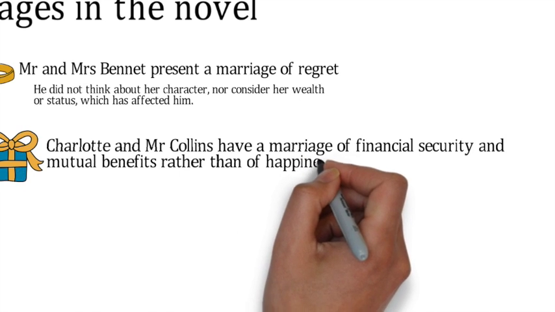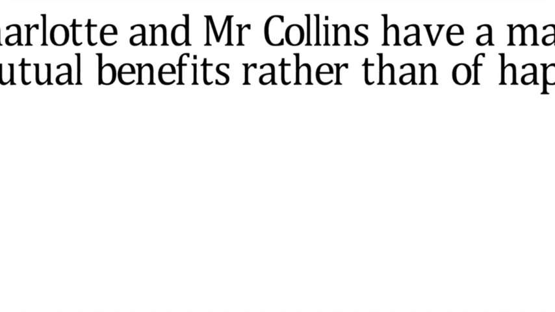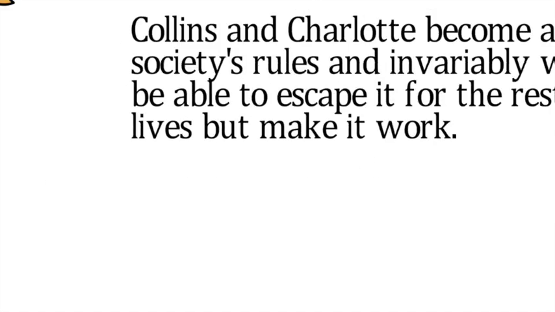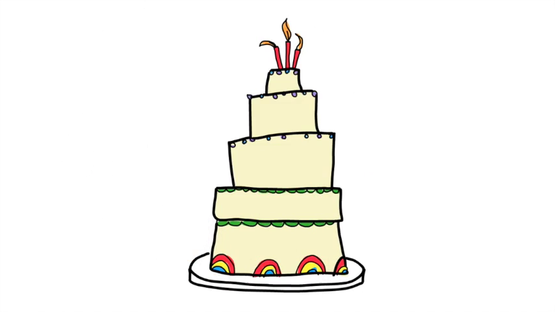Here we can see that Austen shows us a marriage that seemingly fits perfectly into society's rules and conventions. Neither character can say that they are happy, but they fit into the rules and they make it work. Collins and Charlotte become a part of society's rules and invariably will not be able to escape it for the rest of their lives. But Charlotte finds it in herself to make this work, and Collins, so obsessed with society, thinks he has made his greatest achievement. The only hint of resentment comes from Lizzie, who disagrees with the idea. So, while we can see that they are both ultimately constrained by society's ideas of their place, we must ask, are they really punished by society, or is it just Austen?